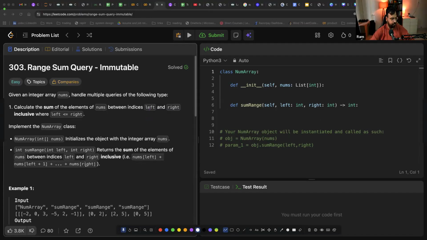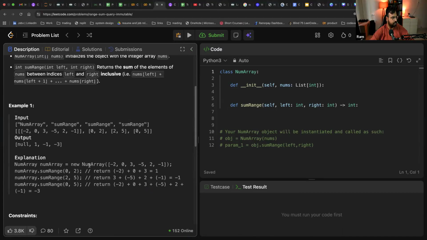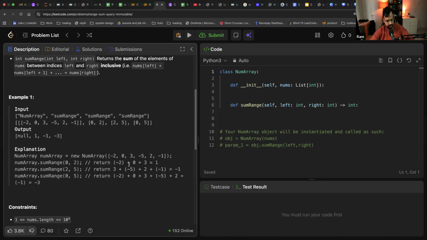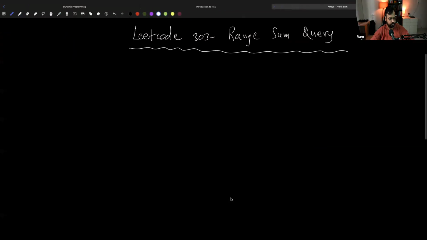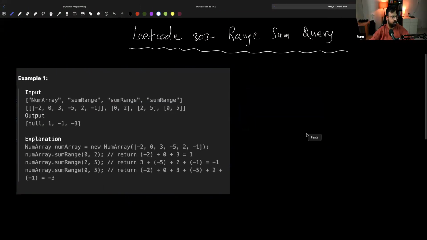Let us see one example. This is the example that has been given. Let me take this example and let's try to understand it properly. This is the list of user commands. So first the user is calling this initializer. In the initializer he is giving these numbers. What are these numbers? -2, 0, 3, -5, 2, and -1. These are the numbers. So this is my nums.